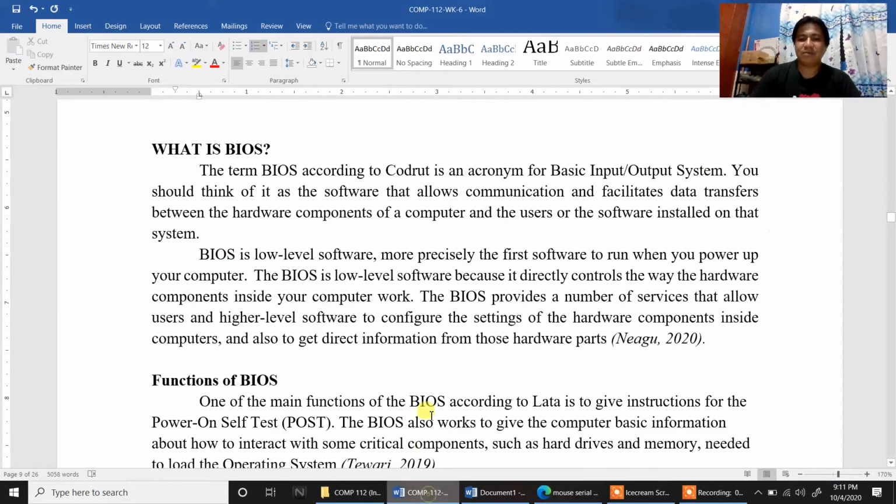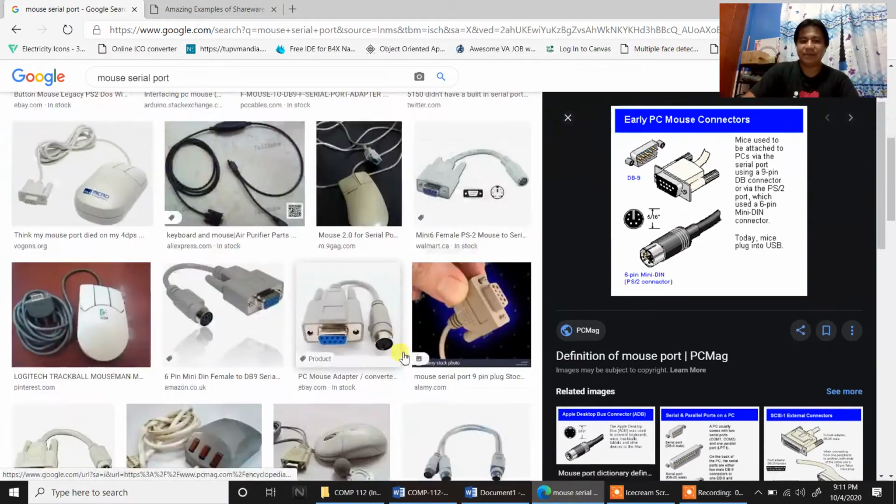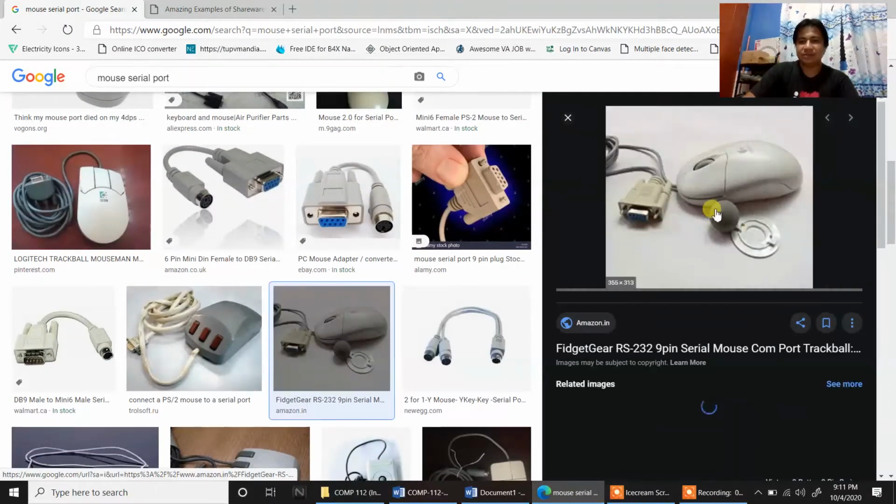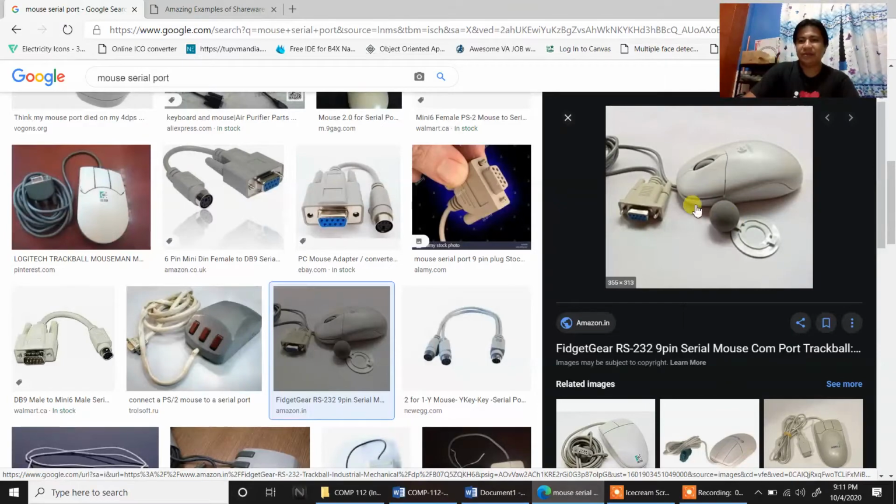Nowadays our mice are USB type. We now have the Universal Serial Bus, wherein the movement and the input and output of the mouse device is very fast compared to the serial mouse. The earlier types had a trackball, a ball inside. Those were the serial mice before.